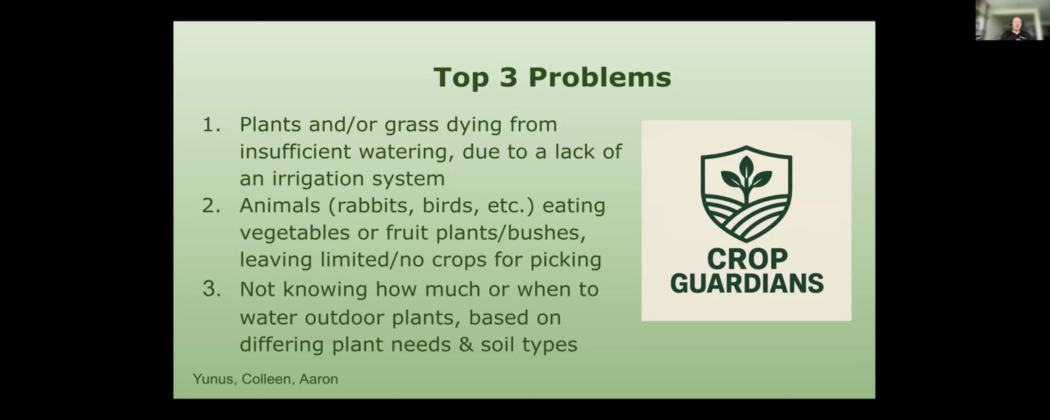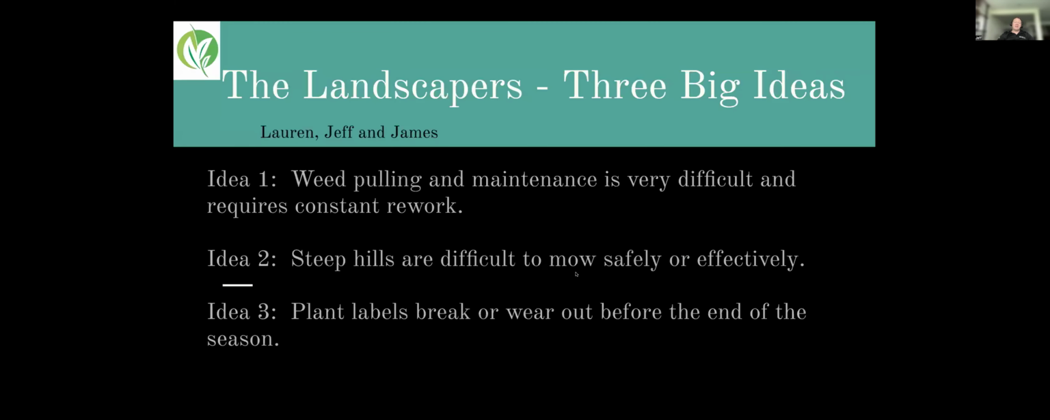Yeah, good job. I think any one of those will be fun, doable in 2 weeks, and you'll be able to go through each of the steps of the capstone design process. The landscapers, 3 big ideas. Lauren, Jeff, and James, feel free to share.